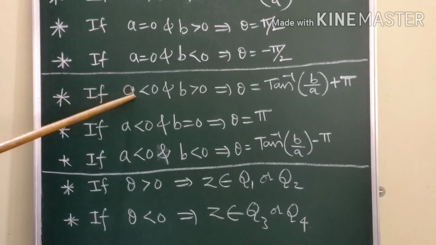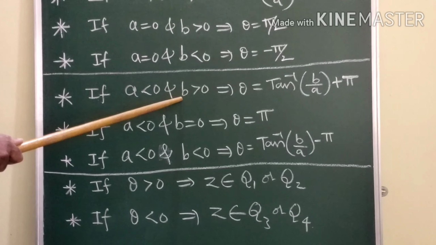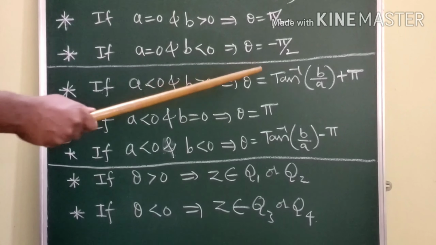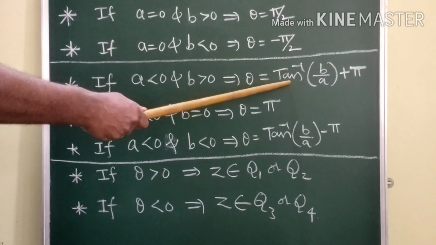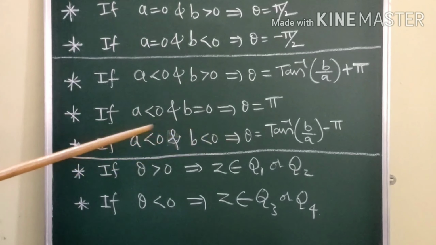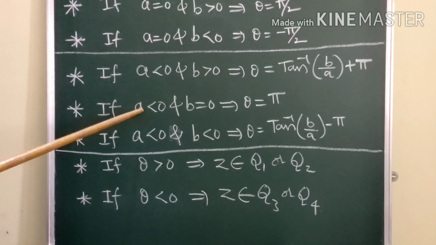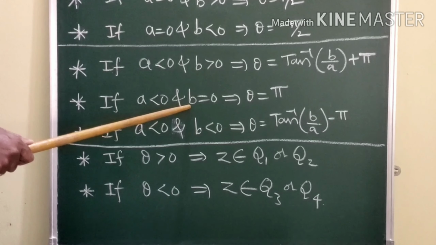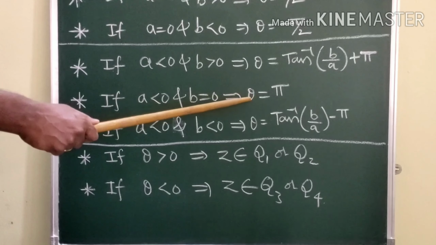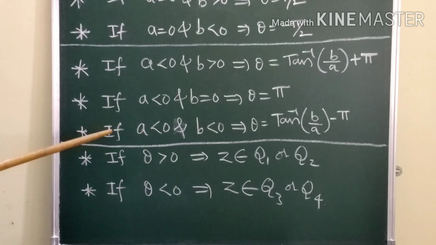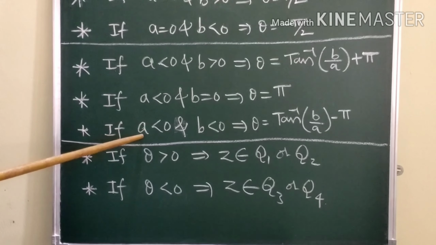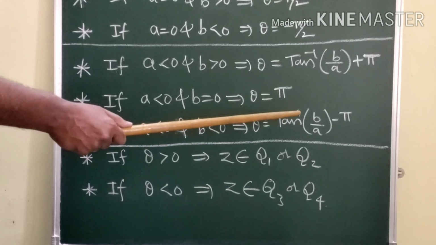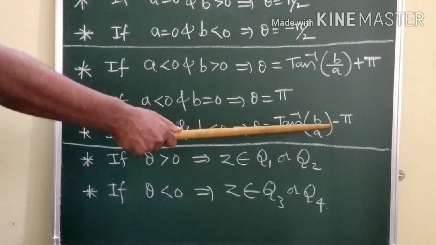If a is less than 0 and b is greater than 0, here the point lies in the second quadrant, so theta is equal to tan inverse b by a plus pi. Next, if a is less than 0 and b is equal to 0, that means the point lies on the x-axis, so theta is equal to pi. If a is less than 0 and b is less than 0, then theta is equal to tan inverse b by a minus pi.